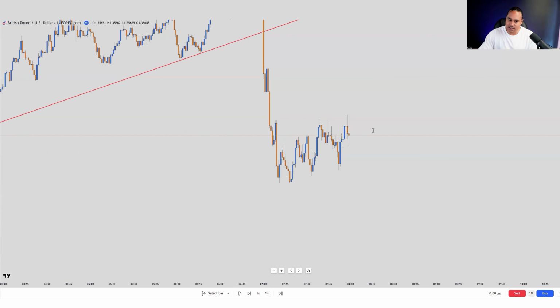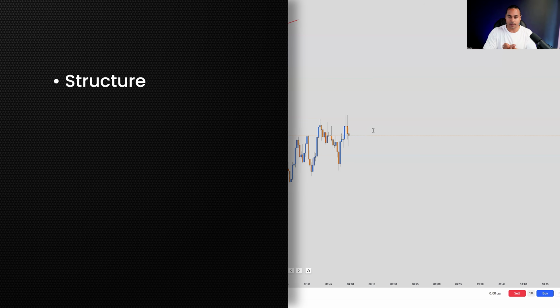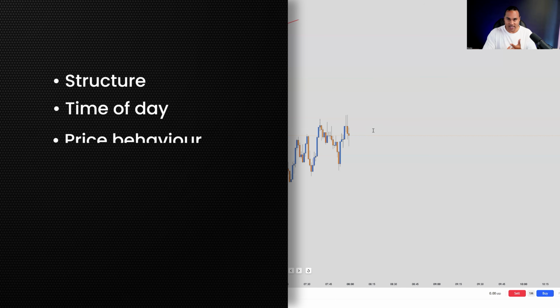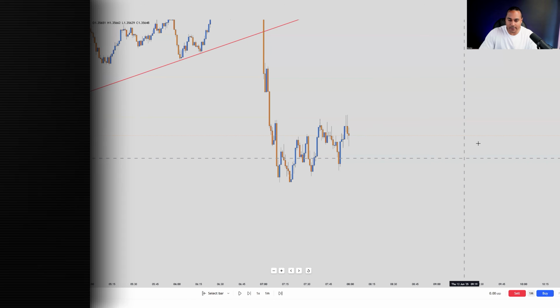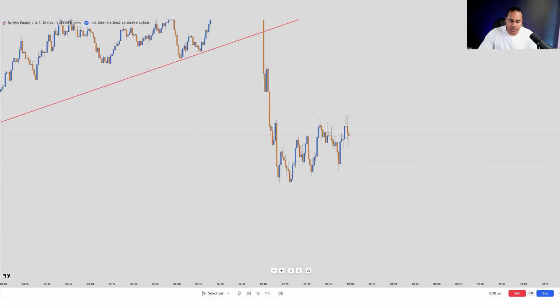Now, when I say anticipate, just to be very clear here, we don't need to be a psychic. You don't need to be overly prepared. Anticipate is also not guessing, it's simply waiting for the market to give you a clear setup. So with confluence, what we're looking for is structure, time of day, price behavior, your patterns, and then enter with confidence to follow the plan. Okay? So here we're looking at GU. Now I'm just going to highlight to you where the candle has opened. So this is the 7 o'clock candle. This is where the candle is opened, and this is where the candle has closed.